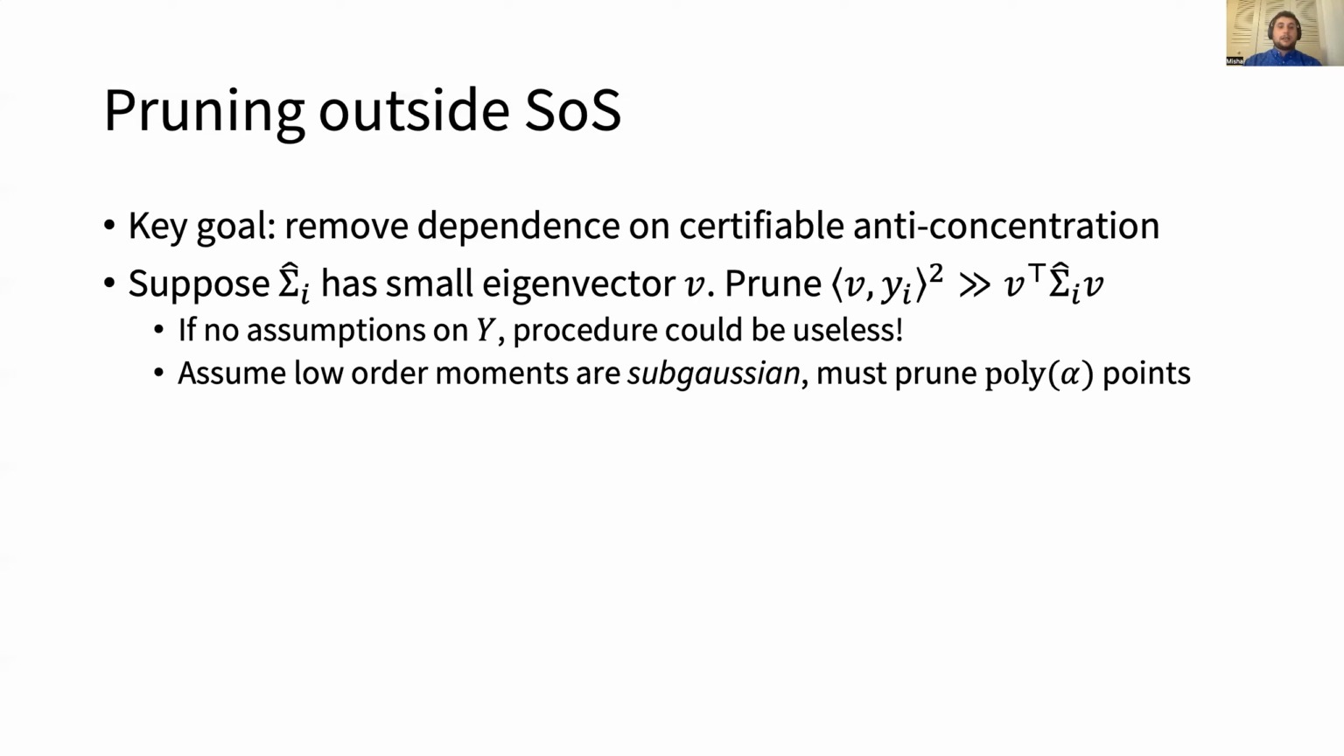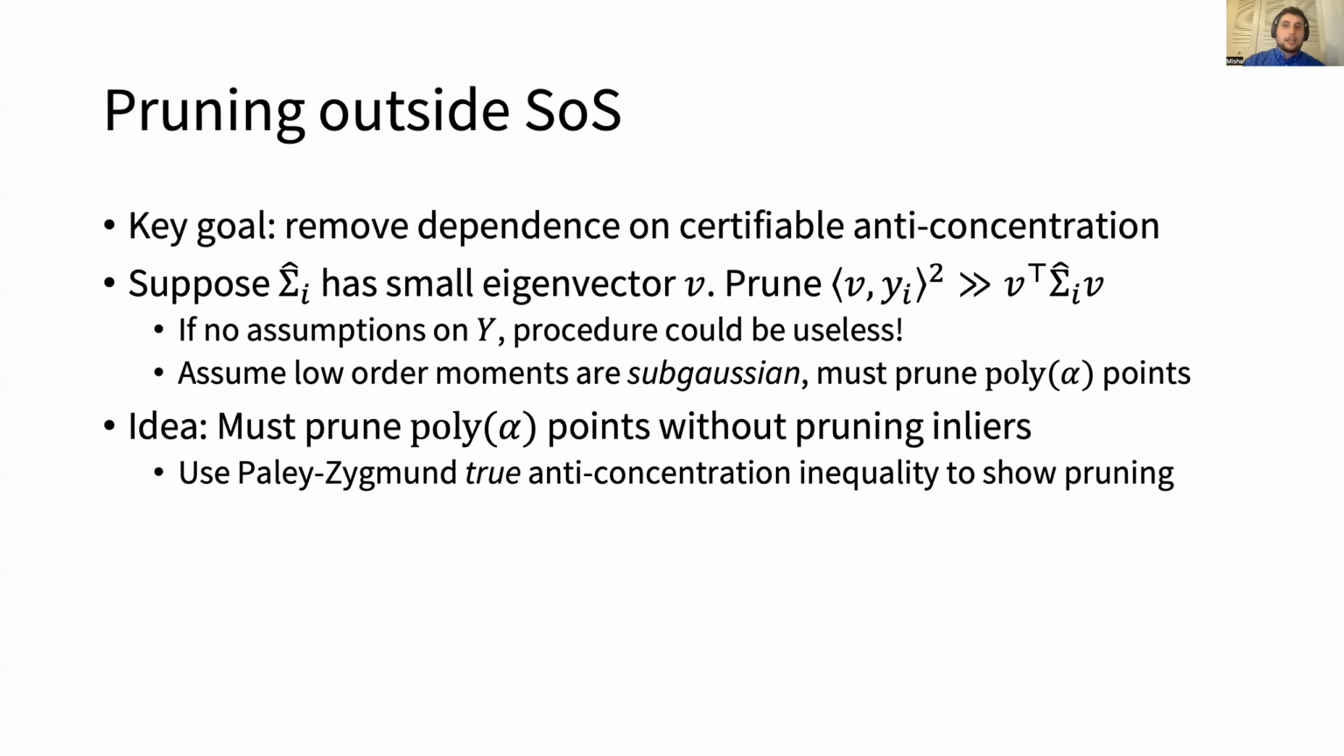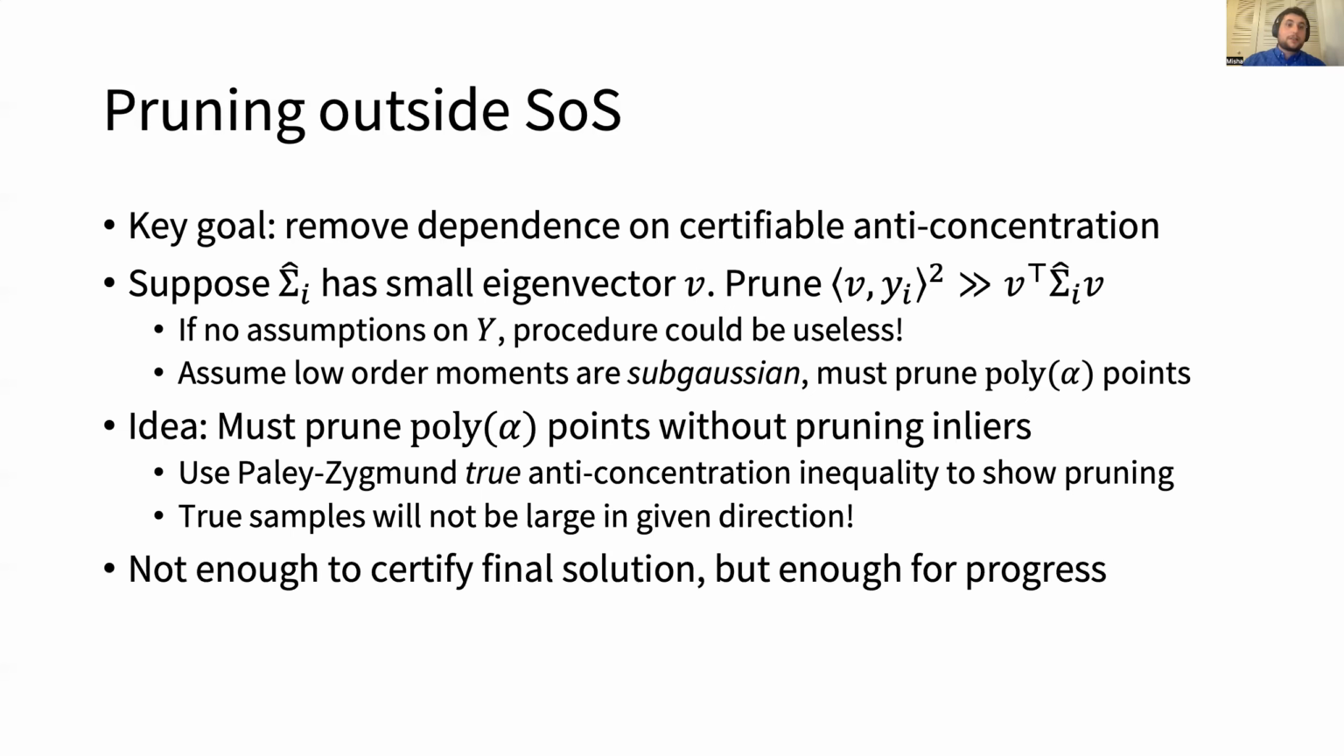To do this, we use the Paley-Zygmund anti-concentration inequality to show this pruning, and using the fact that the true samples will not be large in the given direction V, we will have what we want. Clearly, this is not enough to certify the final solution, but it's enough for progress. In particular, we don't know that the low order moments are sub-Gaussian yet, and we don't necessarily know that even after we have done this pruning, we have the right thing we want.